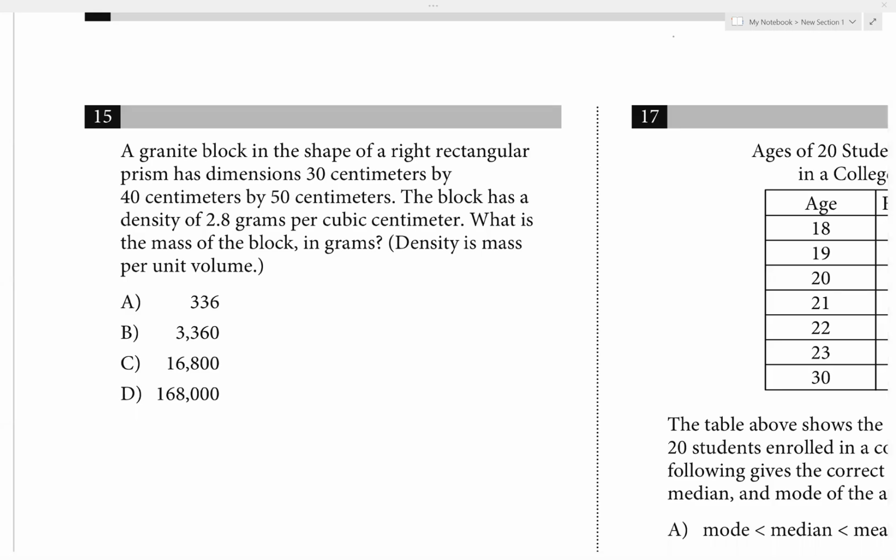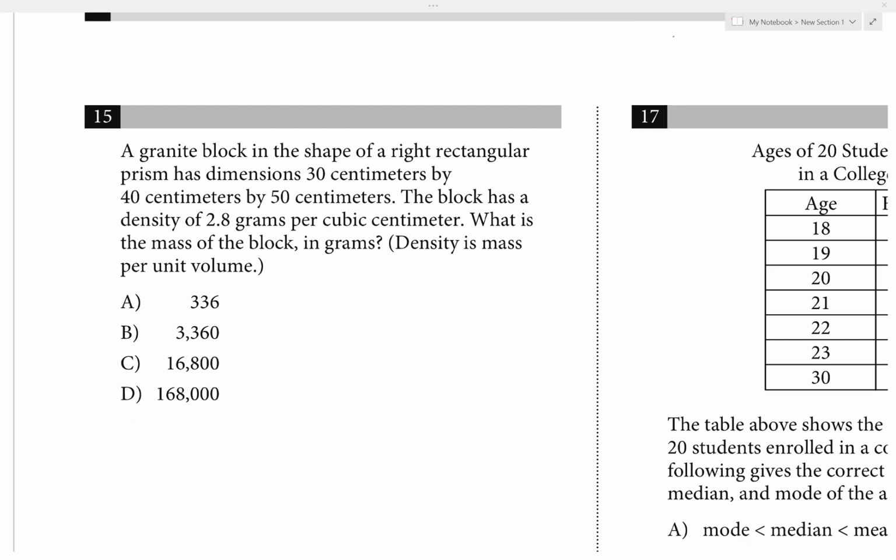All right, number 15. A granite block in the shape of a rectangular prism has the dimensions 30 centimeter by 40 centimeter by 50 centimeter. The block has a density of 2.8 grams per cubic centimeter. What's the mass of the block in grams?